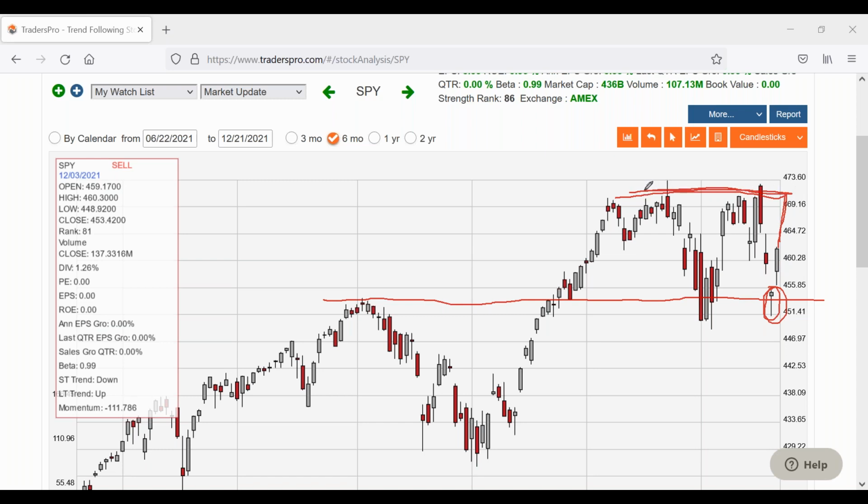Maybe not necessarily breaking out to new all-time highs, but getting back up there, I would say there's a pretty strong probability of that taking place. So, based on not only the chart pattern, but then also the seasonality.